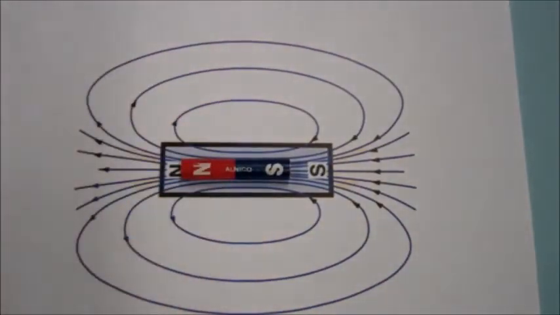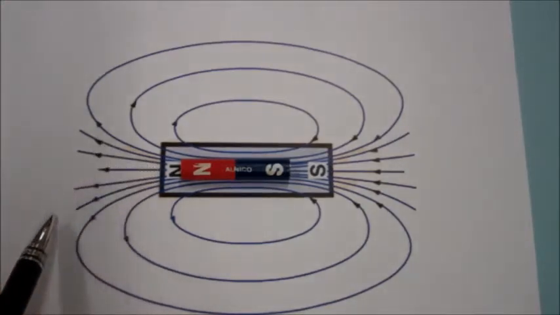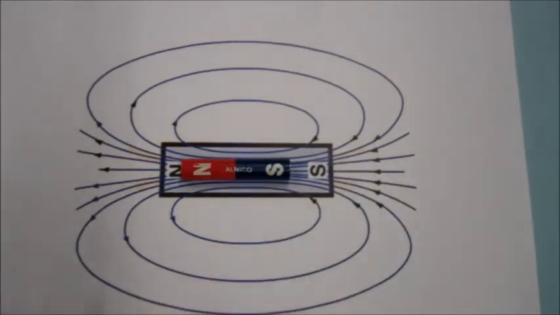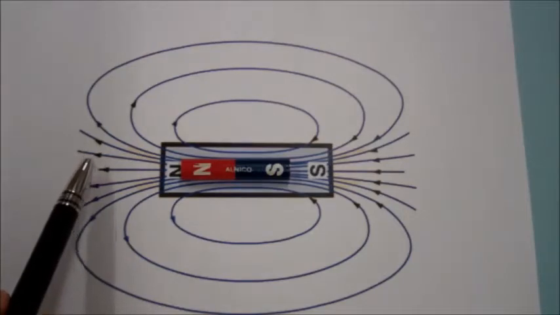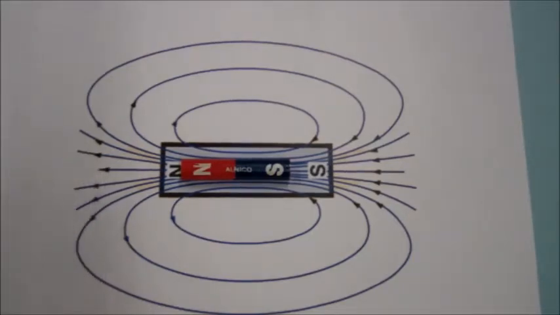Here is an illustration of those lines of magnetic flux density. So they'll emanate out the north pole and around the magnet and then back in the south pole. And you can see that the spacing between the magnetic flux density field lines will decrease as you move away from the magnet, indicating a reduction in strength of the magnetic flux density field.